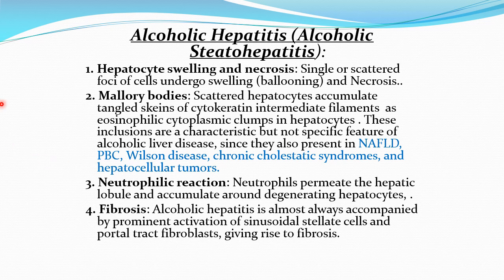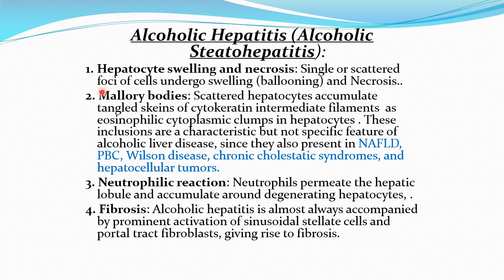Now another is alcoholic hepatitis. After fatty liver comes alcoholic hepatitis, and what changes occur in alcoholic hepatitis? One is hepatocyte swelling and necrosis. The fatty depositions of the vesicles remain, but what comes along with it? There is a ballooning degeneration.